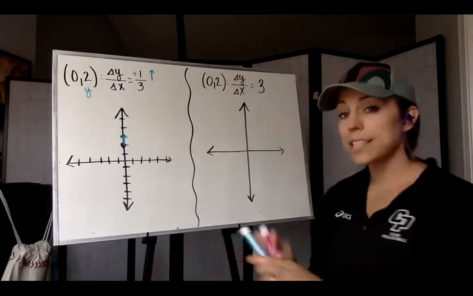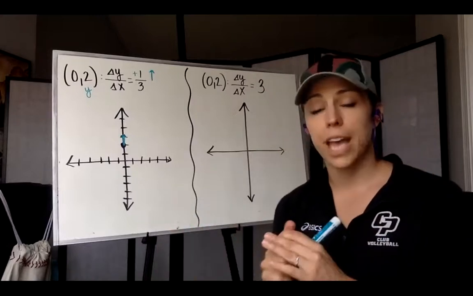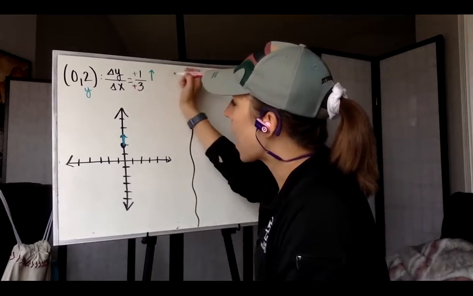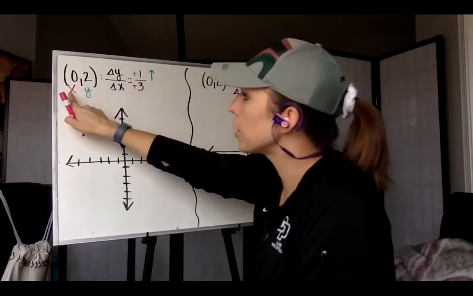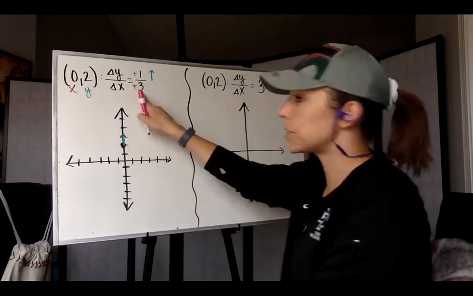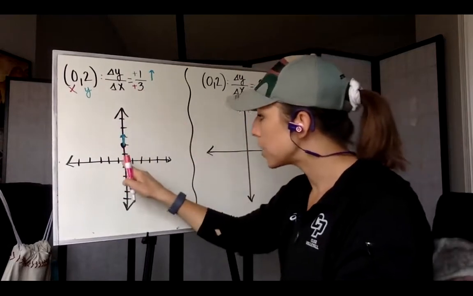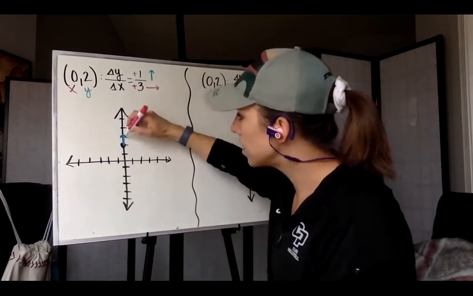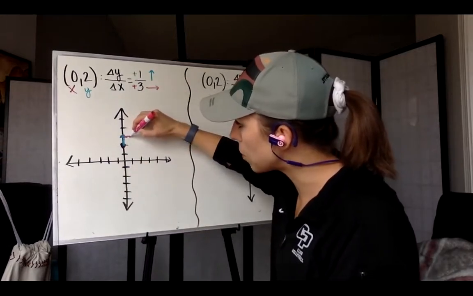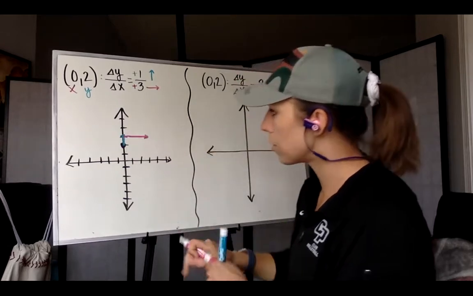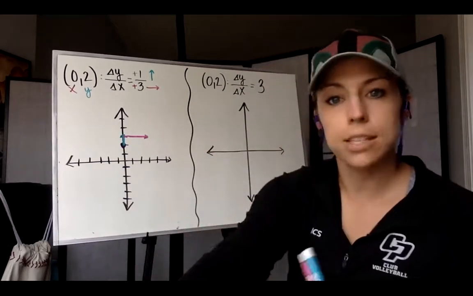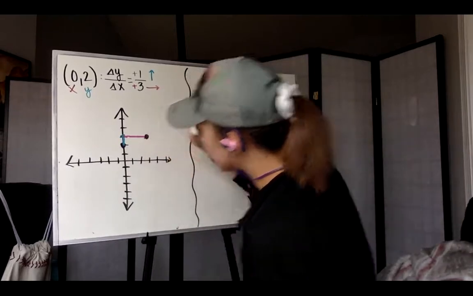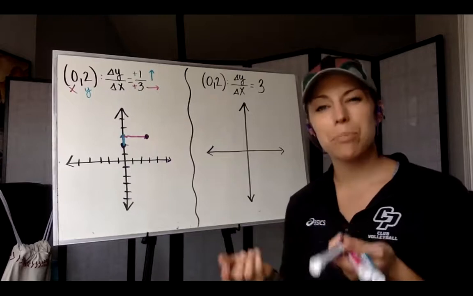Okay, now that's not where my next point is, because you also have to account for the change in x. A positive 3 means I'm adding 3 each time. So if my current value is 0, 0 plus 3 is 3. So I'm basically going from 0 to 3, or I'm going to the right 3. So I went up 1, I'm going to go 1, 2, 3 to the right, and that leads me to my next point.